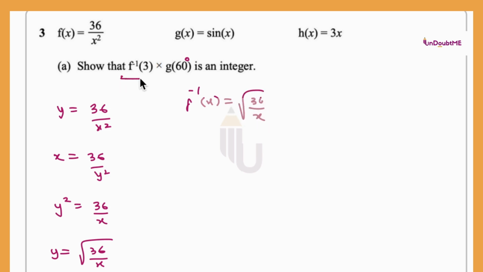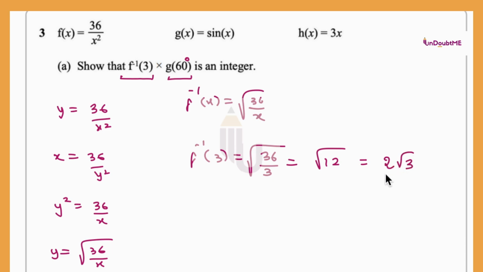Now we need to show that f inverse of 3 and g of 60 degree is an integer. So f inverse of 3 will be square root of 36 over 3, that is root 12. Root 12 can be written as 2 root 3. If you want you can watch our surds video where we have shown how to solve these surds. Then g of 60 degree is sine of 60, and that is root 3 by 2.